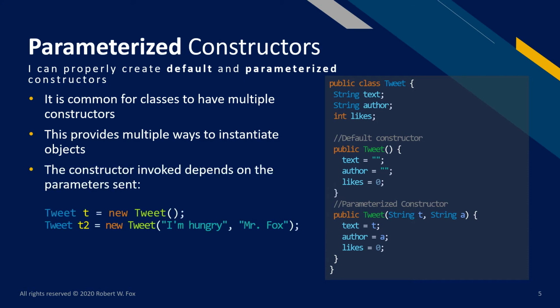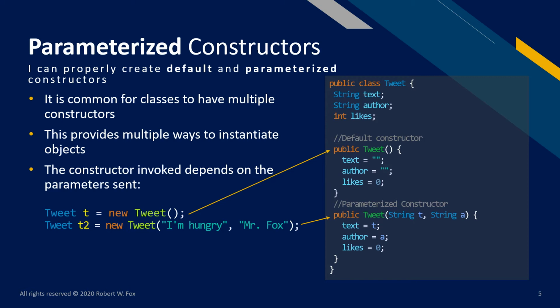What I mean by that is, here's two cases. I've got two Tweet objects, t and t2. If we look at the first Tweet object, t, I say new Tweet and include nothing in the parentheses. Therefore, that will invoke the default constructor and set the text, author, and likes as you see in that method. However, when I make a second Tweet, this one includes two parameters, and Java will automatically know to call the parameterized constructor, the one with parameters, and initialize the data accordingly.